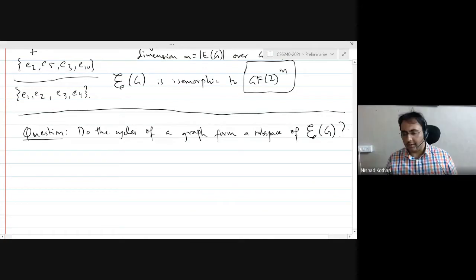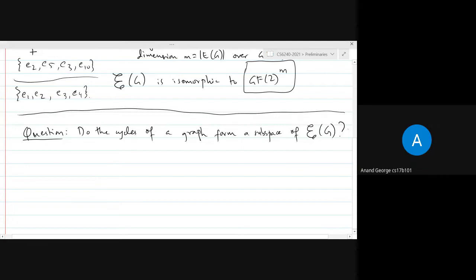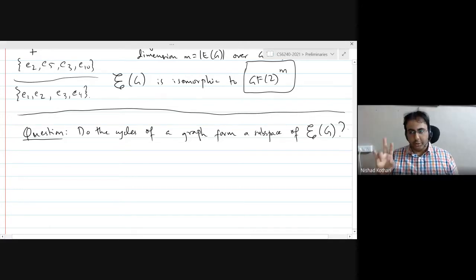Yes, sir. It would not be a subspace. Right. And why would that be the case? Because if two cycles share some edges, in that case, the combination of them would not result in a cycle, right? Right. Okay. So we have two issues, one raised by Biplab and one by Anand.